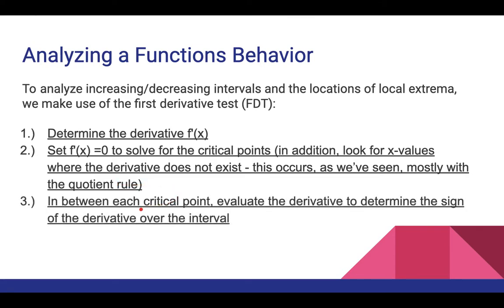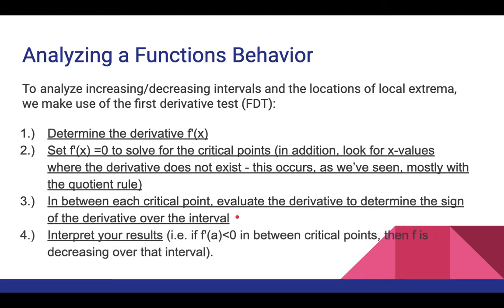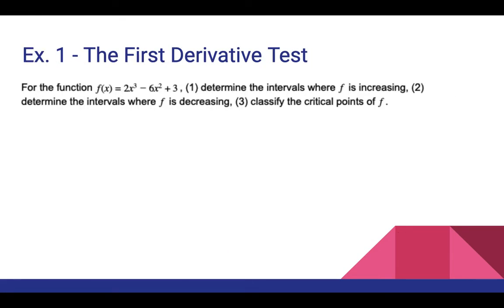So what we're going to do then is in between each critical point, we'll evaluate the derivative to determine the sign of the derivative over the interval between critical points. And then lastly, we'll interpret our results. So if I find two critical points and then I use x equals a as a test value in between those critical points, and I get that the derivative is less than 0, then that tells me in between the critical points, f is decreasing over that interval. So let's see what this looks like in practice.